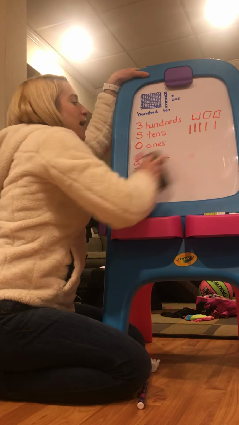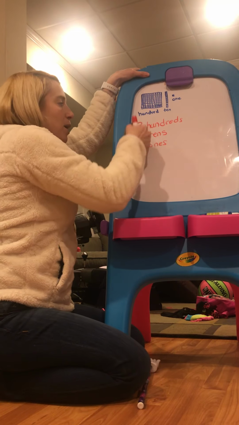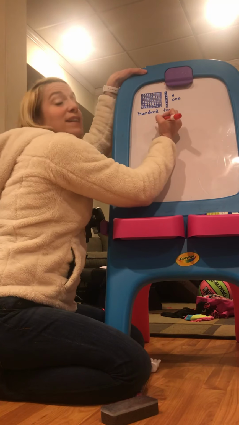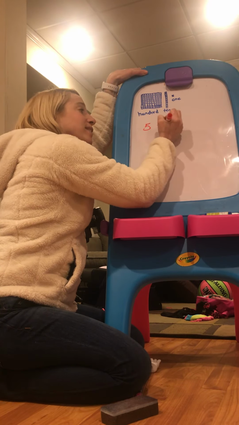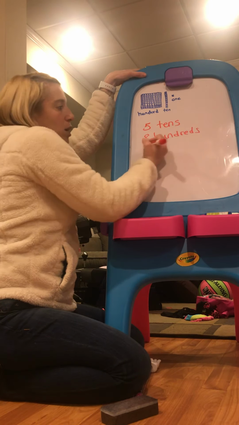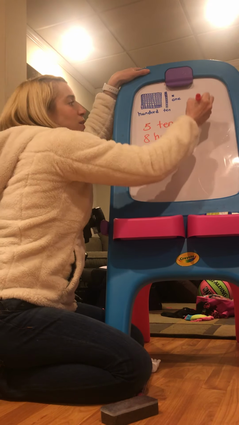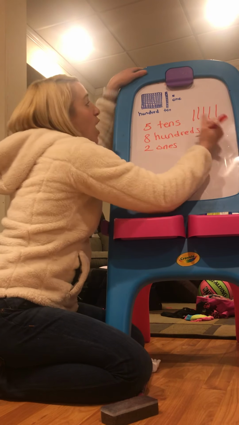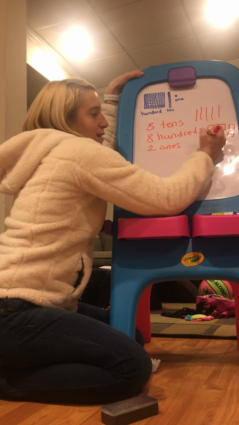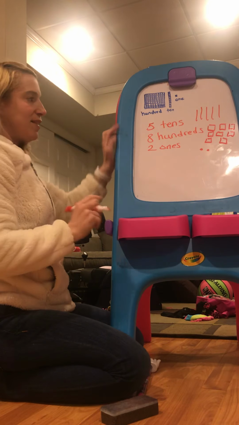Let's do one, last one, where I mix it up. All right. I don't think the Google slide has one like that, but let's mix it up, erase it all. What if I said, it's got 5 tens, 8 hundredths, 2 ones. What number is that? So it's going to have 5 of these. 1, 2, 3, 4, 5. It's going to have 8 hundredths. 1, 2, 3, 4, 5, 6, 7, 8. And it's going to have 2 ones. It's in mixed up order.